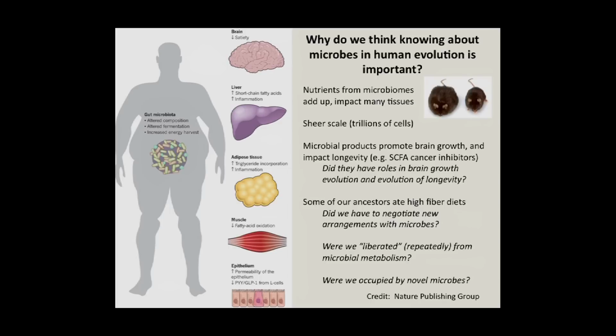As we'll learn a little bit more today, some of our ancestors ate very, very high fiber diets. And so one question that we're very interested in is whether or not our ancestors had to negotiate new relationships or arrangements with microbes. There's a possibility that our microbiomes were effectively liberated, or we were liberated from our microbiomes, because of the changes that occur when we cook. Finally, we might ask whether or not we were occupied by novel microbes that could confer different kinds of advantages to us as hosts.